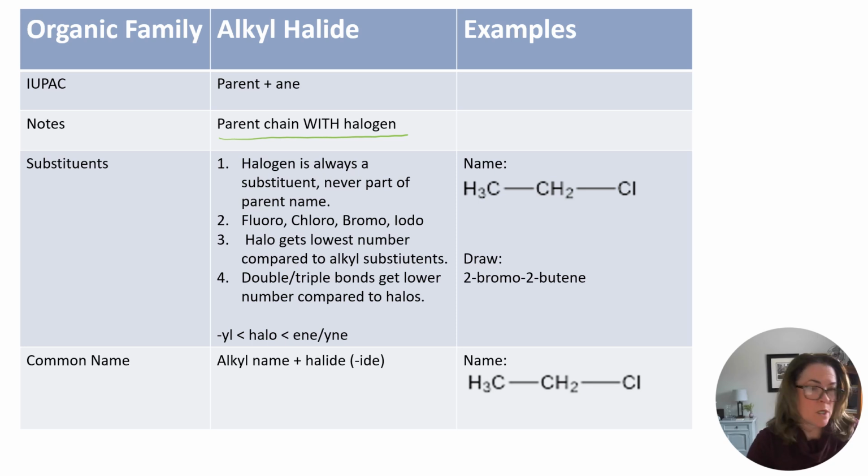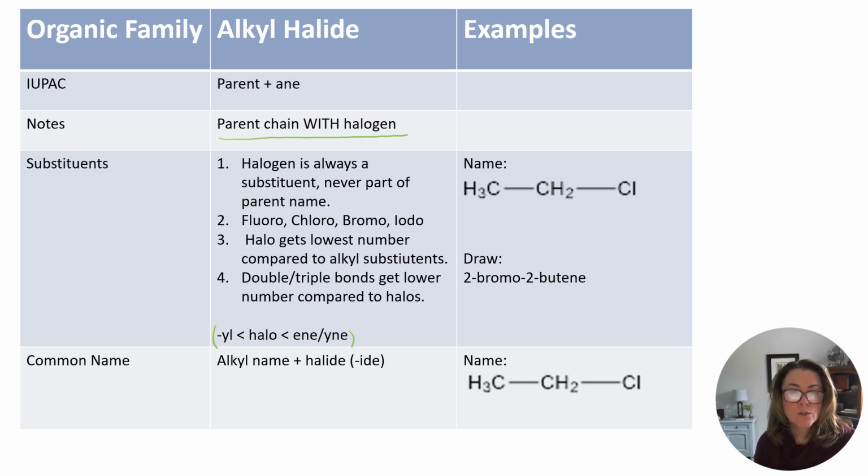Now, when we're talking substituents, a halogen is always a substituent. It is never part of the parent name. We are going to identify these as fluoro. So if you have a fluorine on there, it'd be fluoro, chloro, bromo, and iodo. The halo gets the lowest number compared to alkyl substituents. Double and triple bonds get lower numbers compared to halos. So if you're looking at the priority, that would be right here.